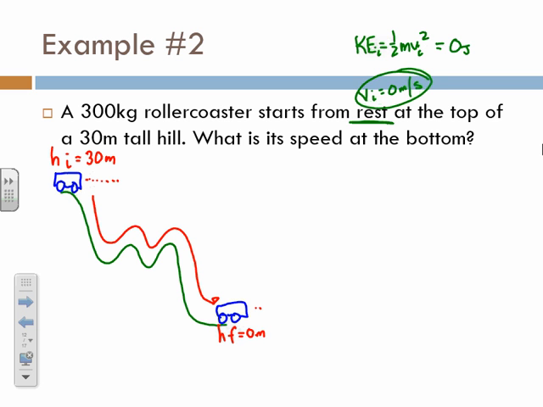We also know our velocities, right? Our initial velocity is 0 meters per second. And we know our final velocity is what we're actually looking for here. What's the speed at the bottom?